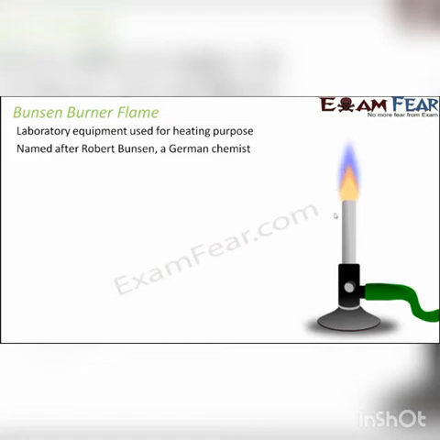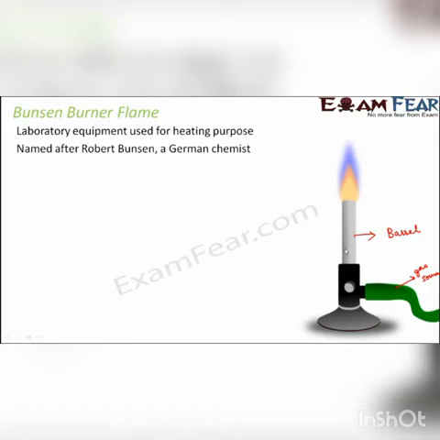The tube which you see here is the burner tube, which is also called the barrel. There is an outlet here to which the gas pipe is connected. This pipe is connected to the main gas source, from where the gas comes, and due to the vaporization of that gas we get this flame.